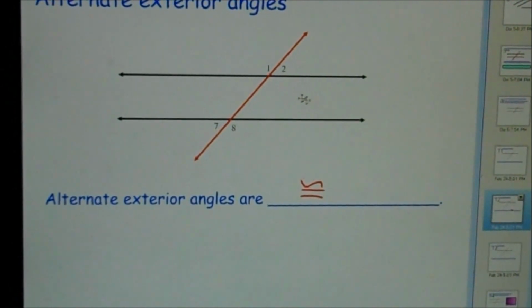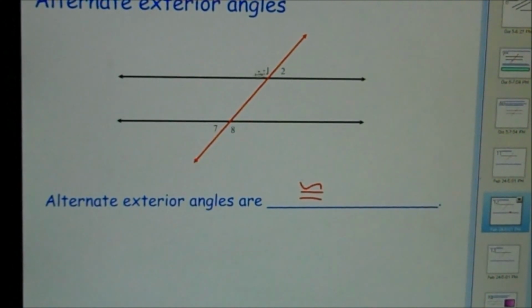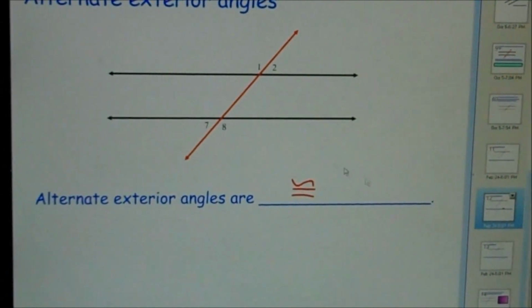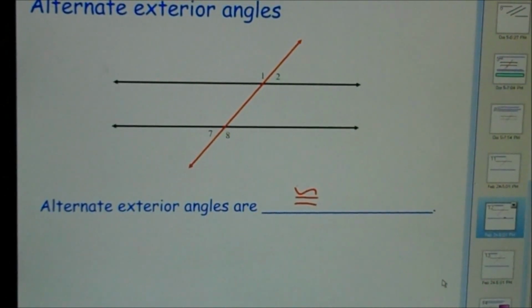If I said to you that angle 1 was 120 degrees, what would be the measure of angle 2? It's an adjacent angle, or supplementary angle. If one is 120 degrees, what would be the measure of angle 8? Remember, they're alternate exterior angles. They're both going to be 120 degrees. Take a minute, draw this diagram, copy down these notes.